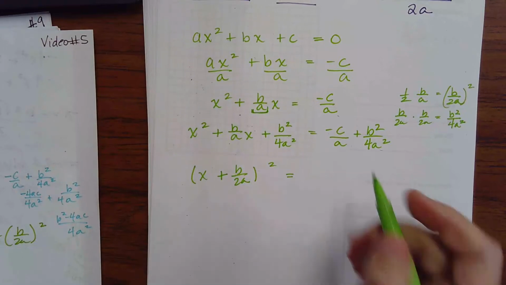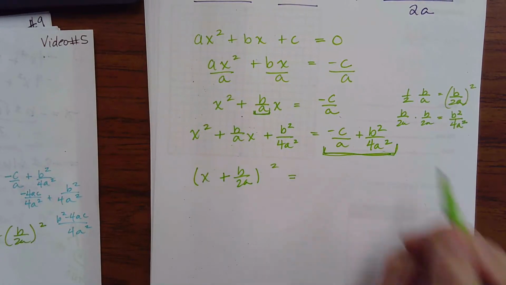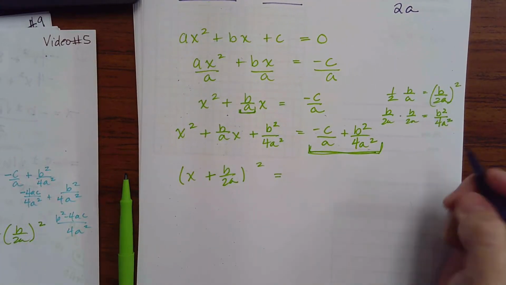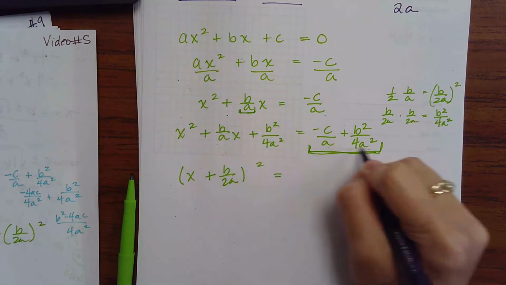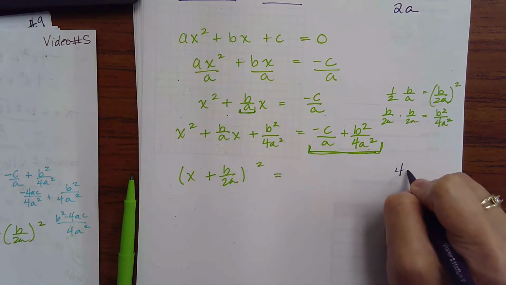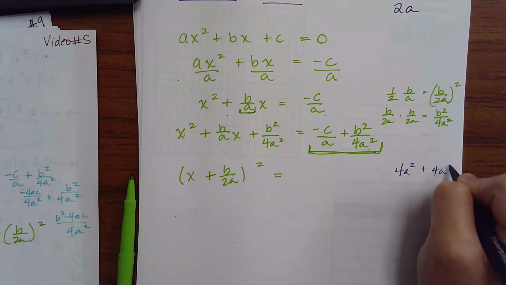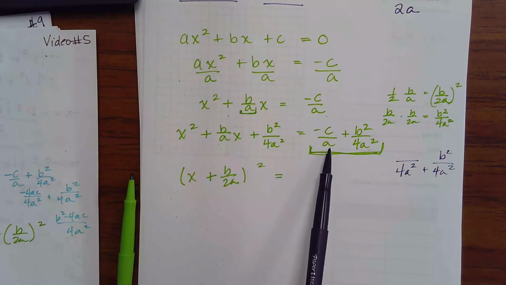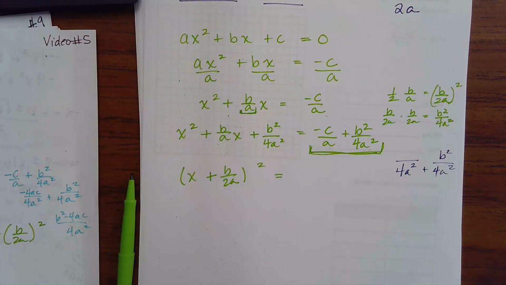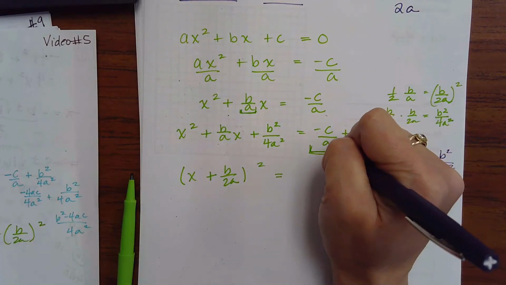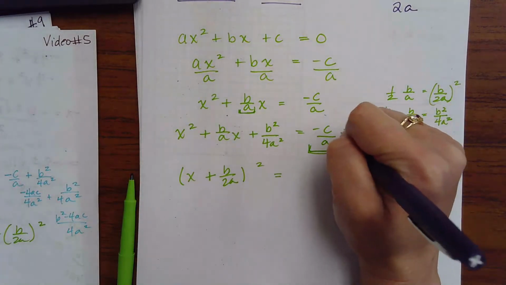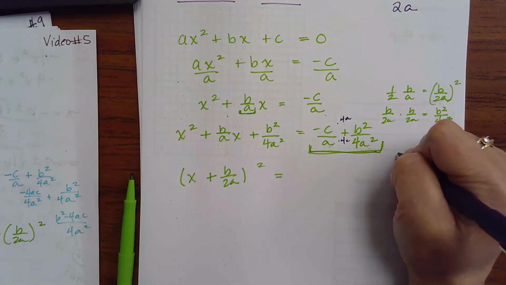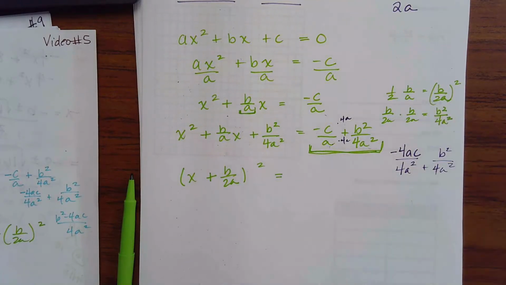So now we're going to do a little work over here. We are going to make this into a common denominator. I want to add those two fractions together. My common denominator between a and 4a squared is going to be 4a squared. So all I'm doing here is making this denominator 4a squared. I'm scaling it up. To get from here to here, I had to multiply by 4a, which means in order to keep the fraction equal, I have to multiply the numerator by 4a. So I get negative 4ac.